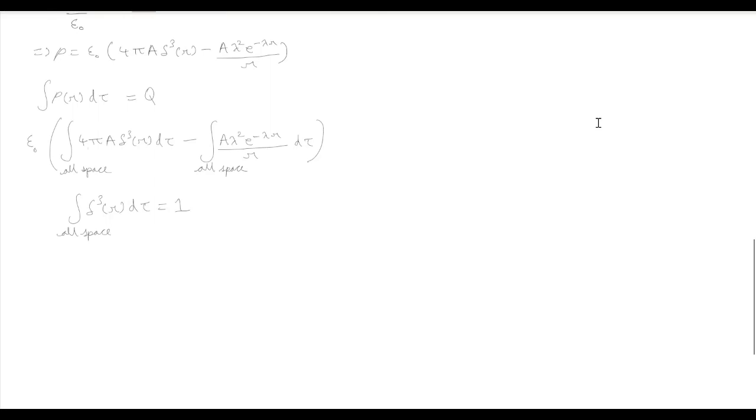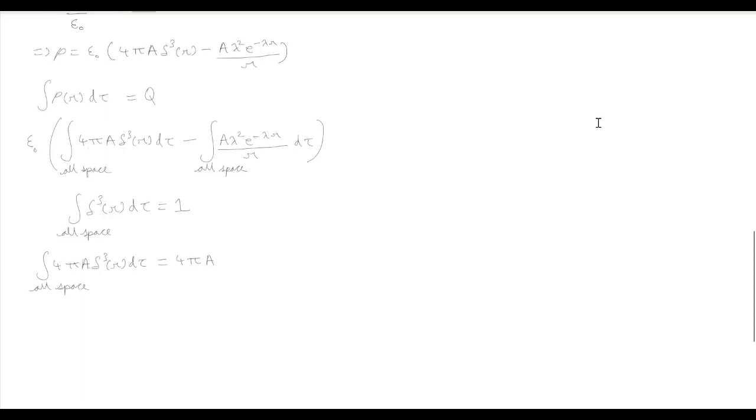So the first integral, 4 pi a del cube of r d tau, is actually equal to 4 pi a. Because this whole 4 pi a is a constant, we put it out, and then del cube of r d tau is simply equal to 1 over all space. So we have this as 4 pi a.